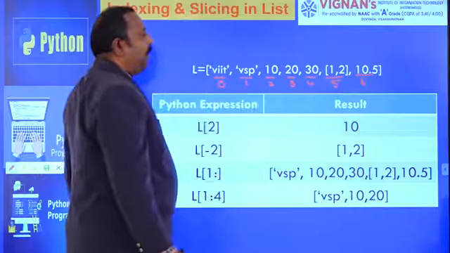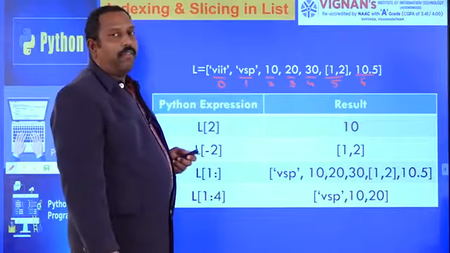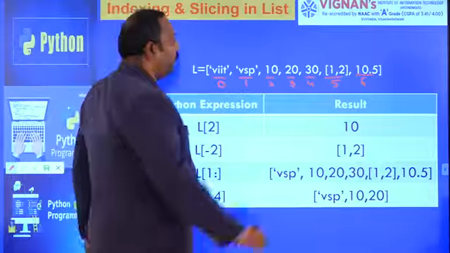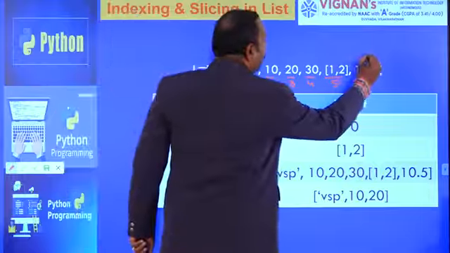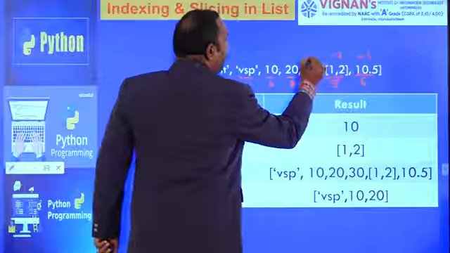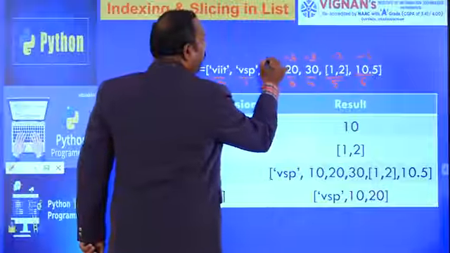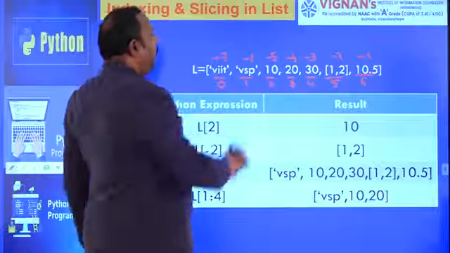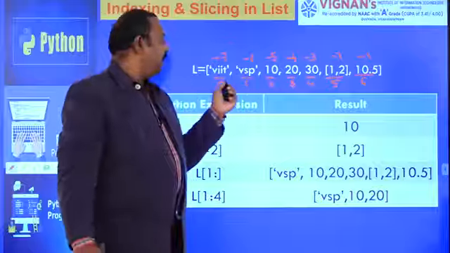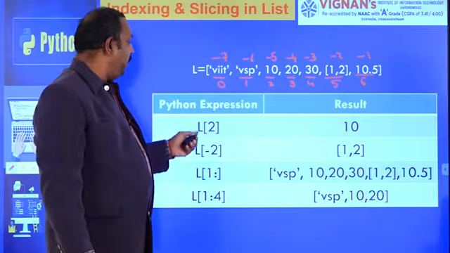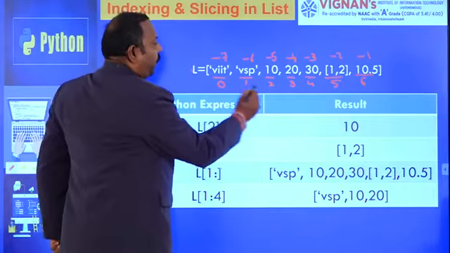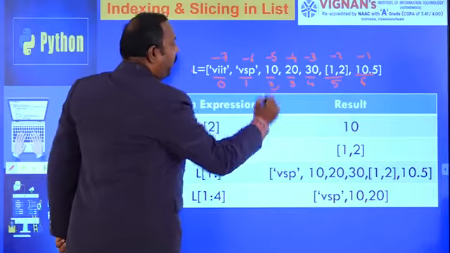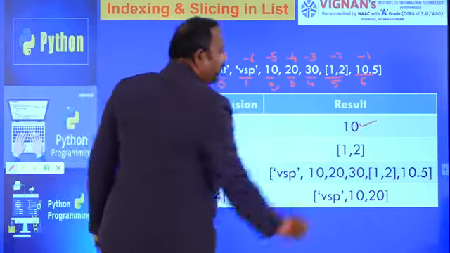Negative index means we have to move from right to left, and the starting value is -1. So the negative indices are -1, -2, -3, -4, -5, -6 and -7. This is accessing the negative index and this is the positive index. Suppose I have written L of 2. What is the value you will get here? 10 you will get as the result.